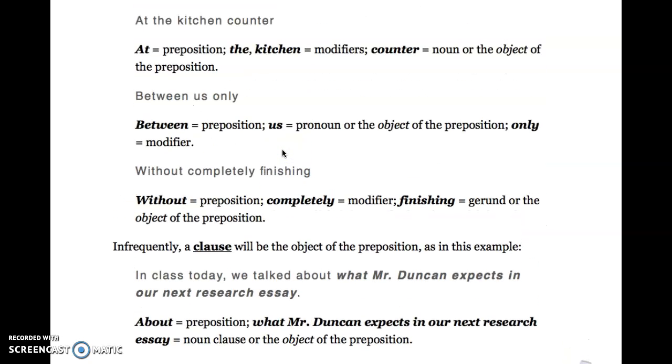Without finishing completely. Without is our preposition. Completely is telling us how we're finishing it. It's a description of how we're finishing, and finishing would be the object of the preposition.